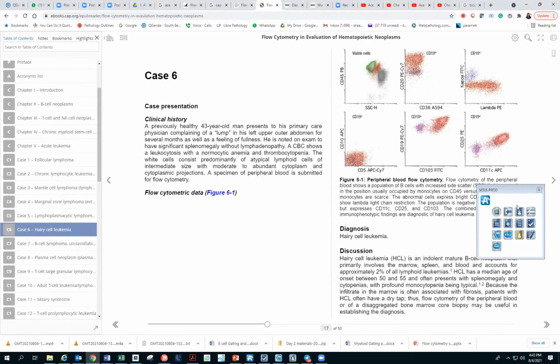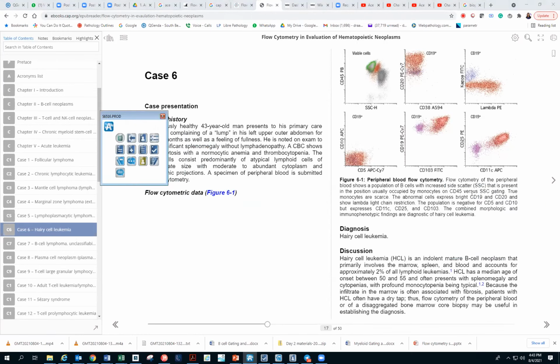Okay. Then they have this plot. Over here, they are showing this red population, which is bright 19, 103 bright, 11C is there, 25 is there. And this looks like it is lambda restricted. And then 20 is kind of bright, 5 and 10 negative. So this is a typical hairy cell, and you showed it very nicely.